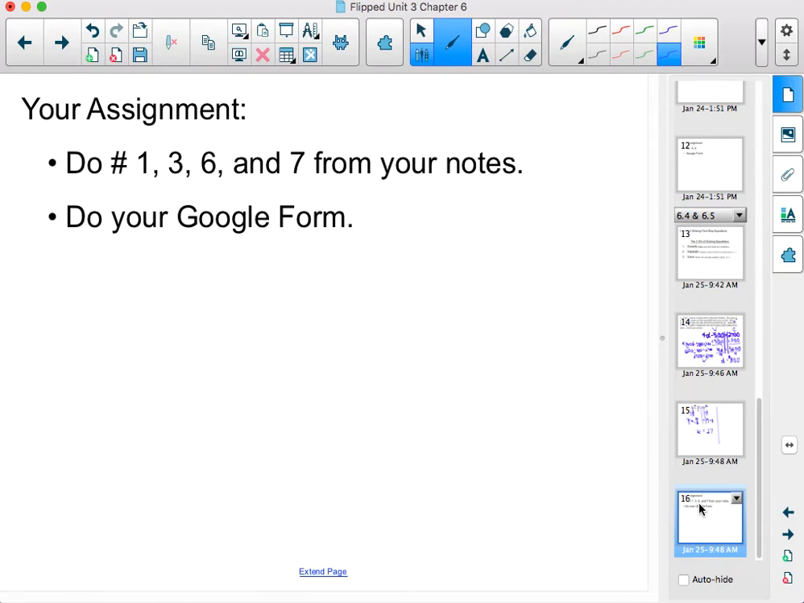For today, your assignment is to complete number 1, number 3, number 6, and number 7 from your notes. 6 is another word problem, so make sure that you write the correct equation before you get started. Number 7, I'm giving you an equation. I'm asking you to write me a word problem. So spend some time on that. Make sure you understand how to write word problems for equations. Google form when you are finished, and don't forget to ask any questions if you have some.